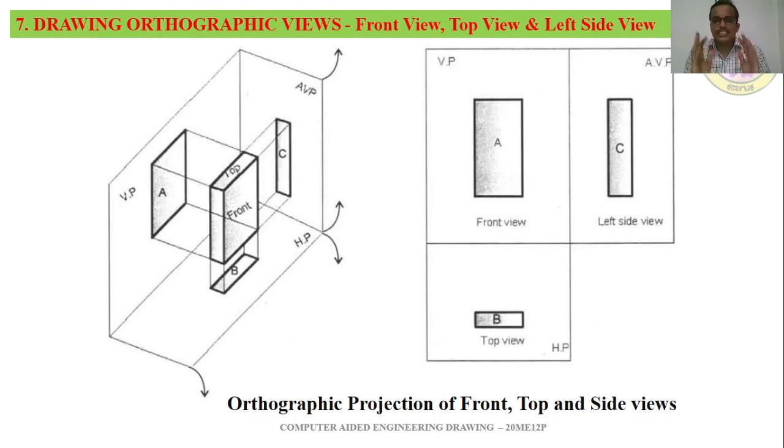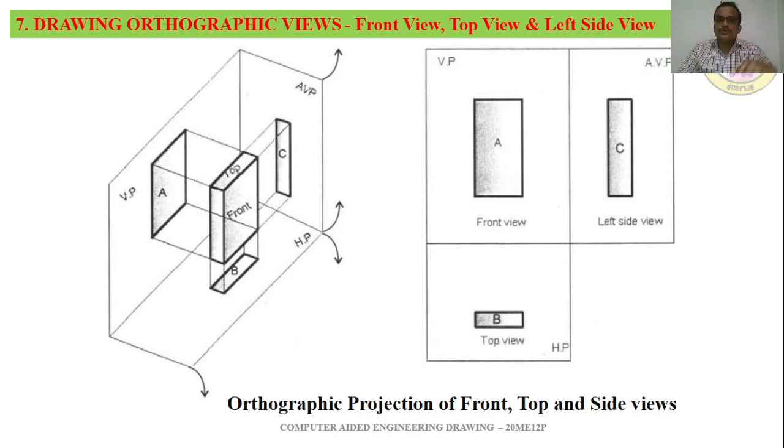And here you just give your concentration to understand the different views, or we can call them the orthographic views, of an object. In the left side, you can observe an object placed in between the observer and the vertical plane. The word front is there, that is the direction of view. The observer is looking in that direction, and you can easily say the front direction. We can see a rectangle. That rectangle is projected on the vertical plane, and that is called the front view.